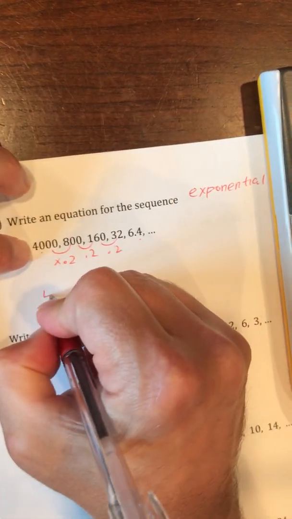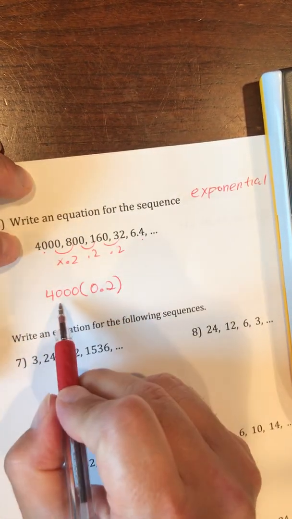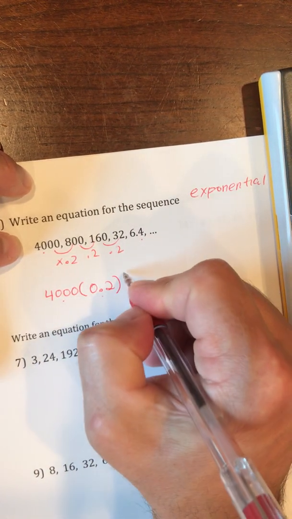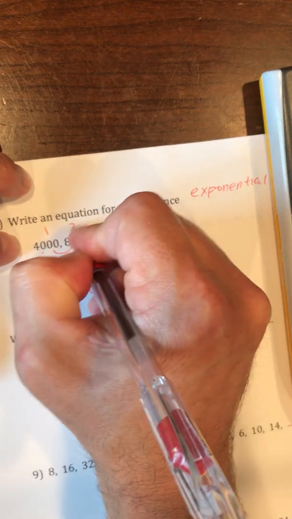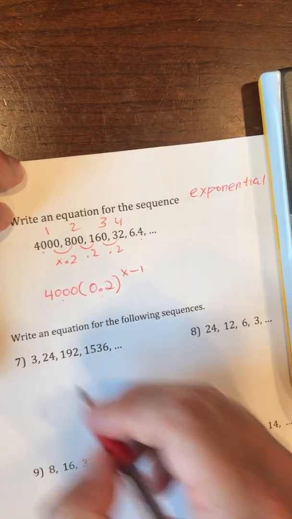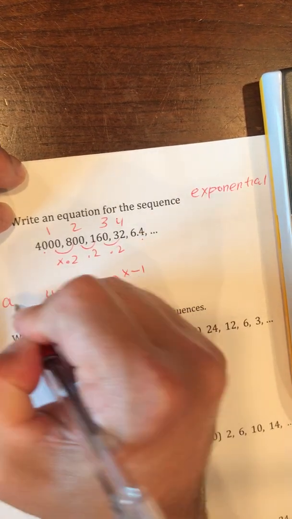It starts at 4,000. Think about an exponential function. This is where you start. This is what you multiply by. But again, we have to get from the first term back to 0, so we have to subtract 1. So this is our equation.